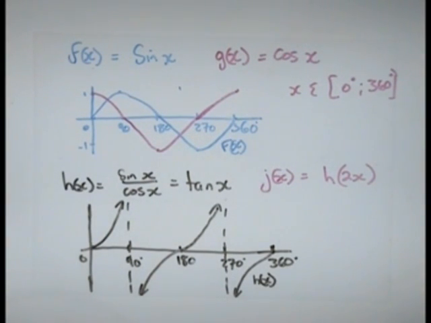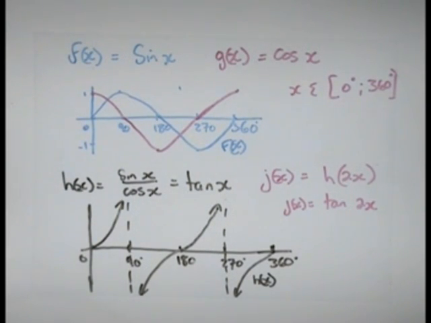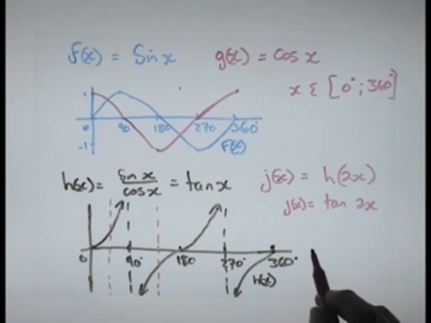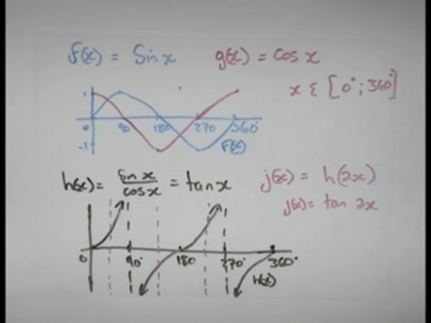Always label it. The next graph we're looking for is j of x is equal to h of 2x, which means that basically j of x is equal to tan of 2x. Tan of 2x means that our asymptote is no longer going to be at 90 but rather at 45 degrees. Our 270 degree asymptote is no longer going to be at 270 but rather at half of 270, which is 135. Our next asymptote is going to be the asymptote that should be at 450 degrees. Half of 450 degrees is 225 degrees, which is going to go over here.